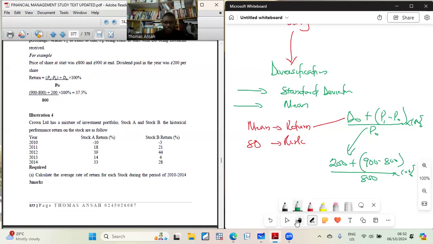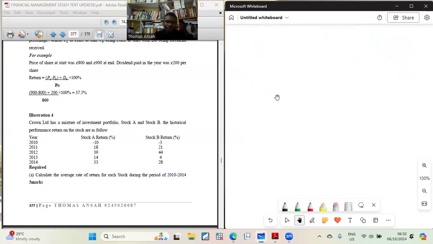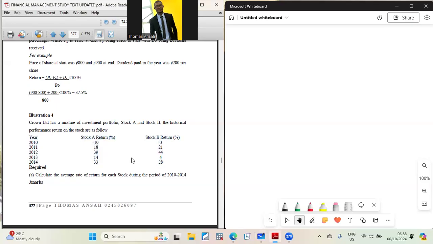All right. So let's look at this question, which is actually a past question, where it says that Crown has a mixture of investment portfolio. So as far as you see a portfolio, then the portfolio theory must come to mind. So he has a stock, stock A and stock B. The historical performance of the return on the stocks is shown as you see. These are the years, and these are the returns. The first year they had a negative return and it started getting better. So we have been asked to calculate the average return of each stock for the entire period.